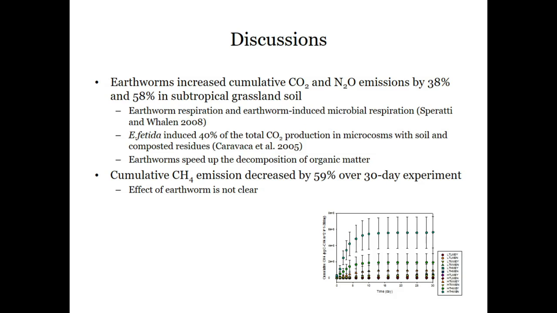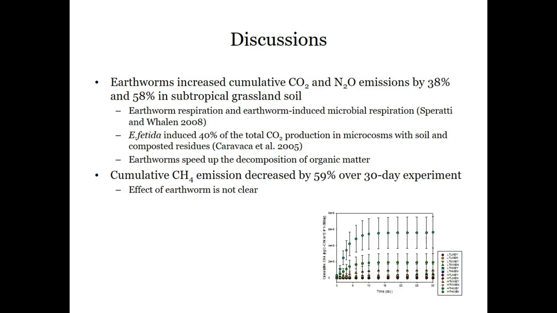So earthworms actually increase the cumulative CO2 and N2O emission by 38% and 58% in subtropical grassland soil. It can be explained by the earthworm respiration and also the induced microbial respiration for the increased gas emission. And it's also in parallel with the results from a previous study, where Ephedia induced 40% of the total CO2 production in a microcosm experiment.